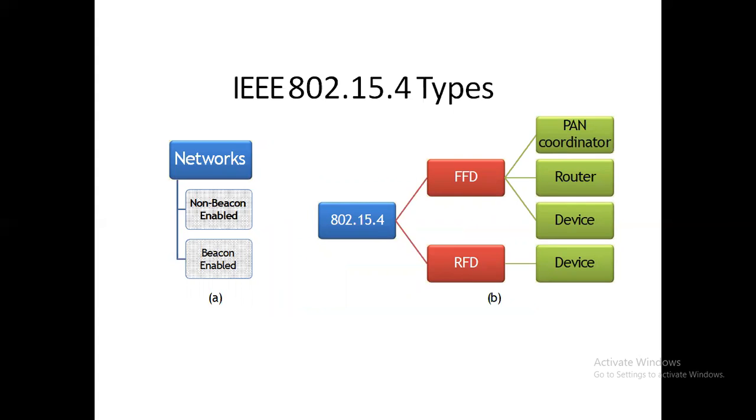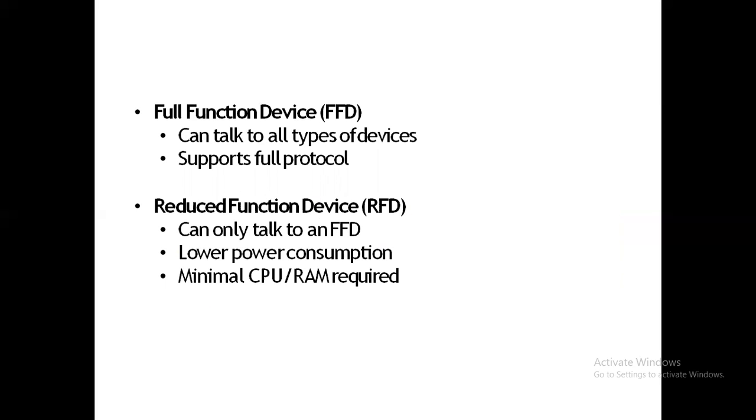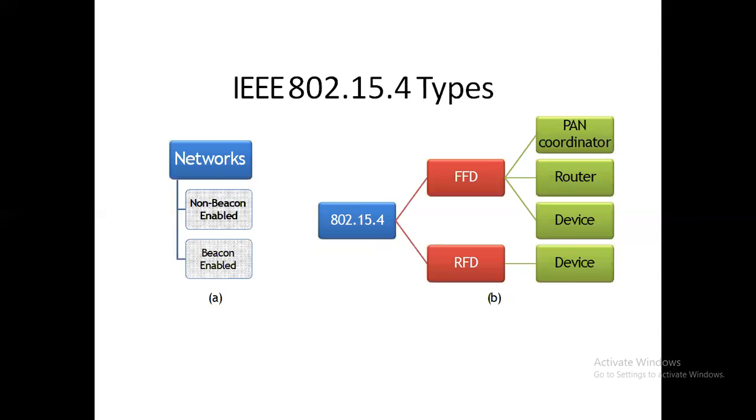So look at these different types. Networks are non-beacon enabled and beacon enabled. Okay, so FFD, RFD. These are divided into three parts, and they contain the same one part, that is a device. An FFD needs a PAN coordinator, router, and a device. FFD is a PAN coordinator, router, and a device. It requires all these things. For an RFD, only a device is enough.